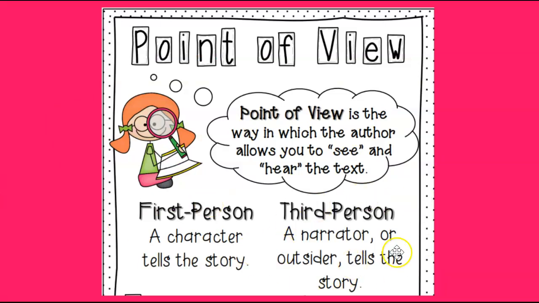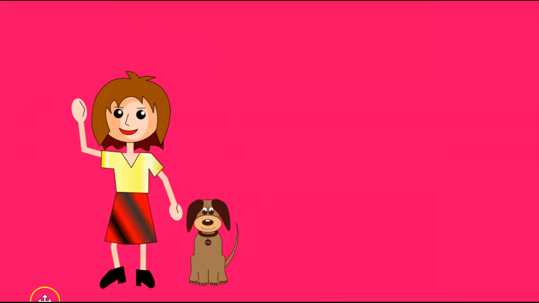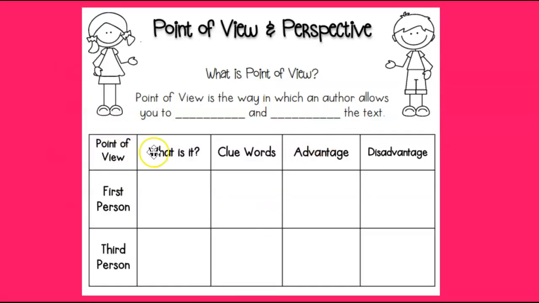Now, the second kind of point of view we'll look at today is called third person, and that is when a narrator or outsider tells the story. So if I were to tell a story about her and her dog, I would use words like her, she, them, but I would never use I or me because it is in the narrator's perspective. I'm zooming out and looking at the characters. Let's go ahead and head to your class notes and we'll fill out different parts of first person and third person.